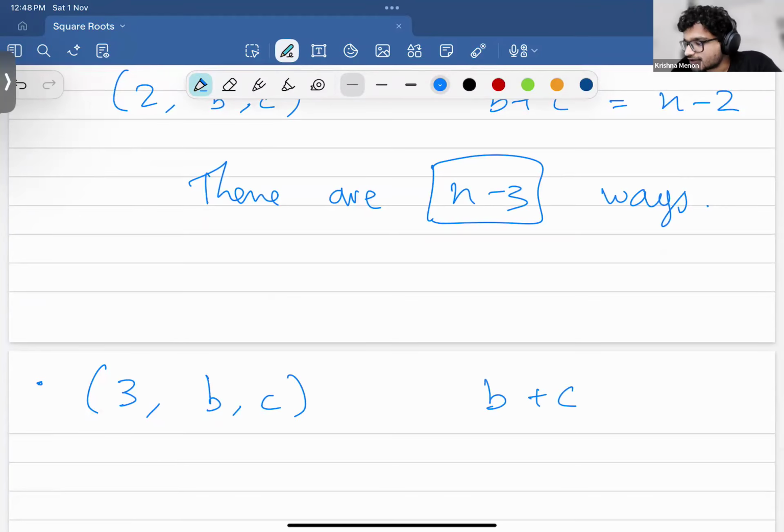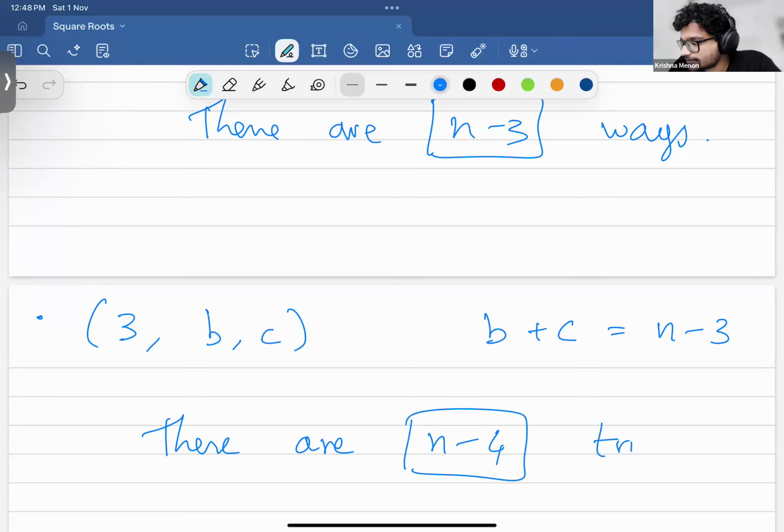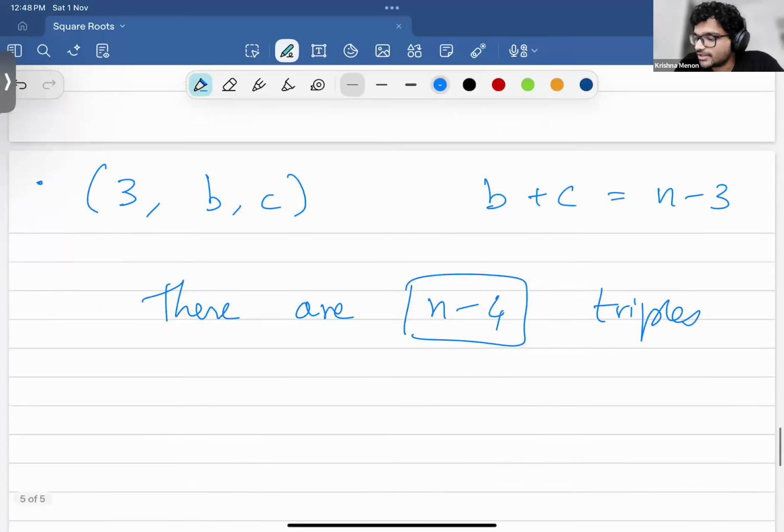So if the first number is 3, then B plus C has to be n minus 3. So the number of such triples corresponds to the number of pairs B comma C with sum n minus 3. So there are n minus 4 triples. And then the last one, what did you say?